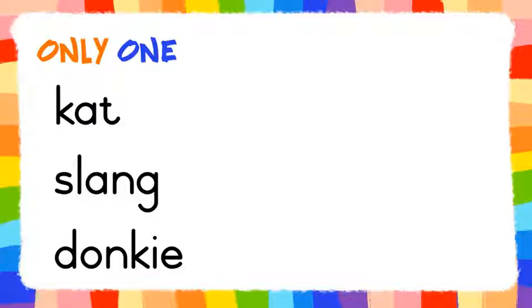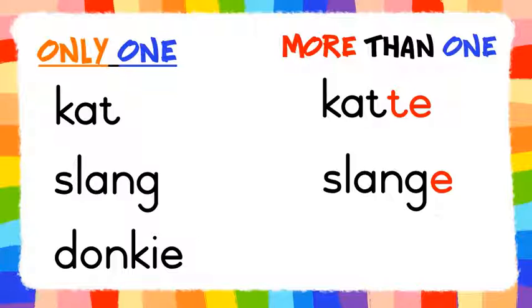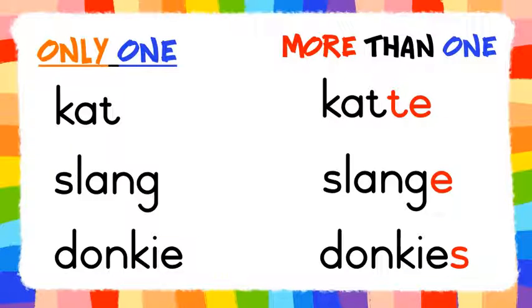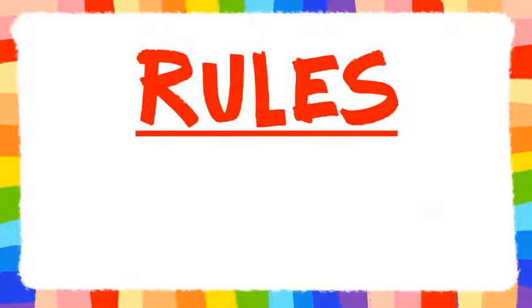Your teacher will expect you to change all these single animals into meervoude. So you've got only one kat, and more than one kat is katte. Een slang, 2 slange, een donkie, 2 donkies. Do you notice that they all end differently? Well, it's because they all have different rules.